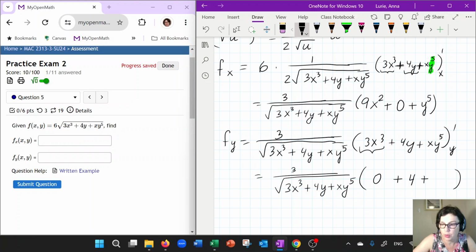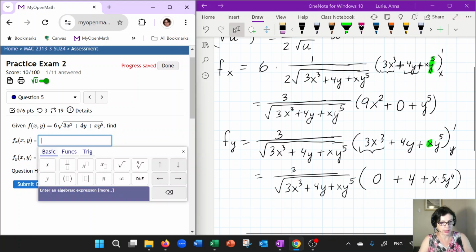Now, xy to the 5. So now x we treat as a number. And any number when it's multiplied, we keep it. And then derivative of y to the 5 is 5y to the 4th. Okay, so that's it for this problem.